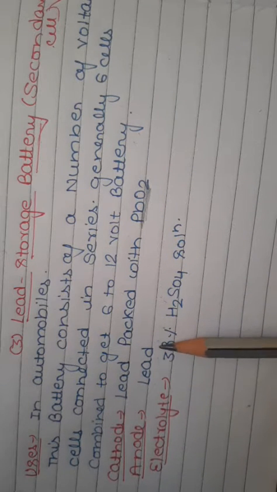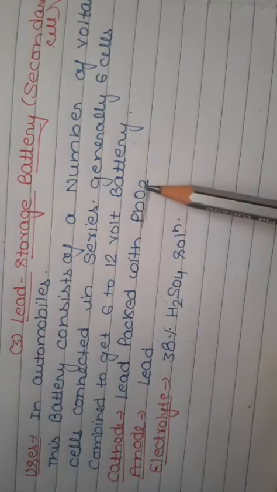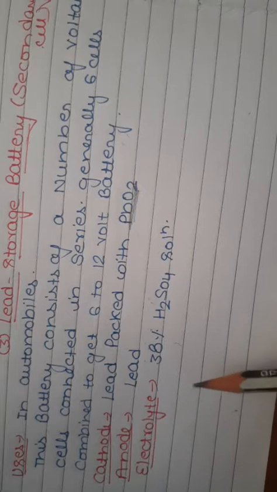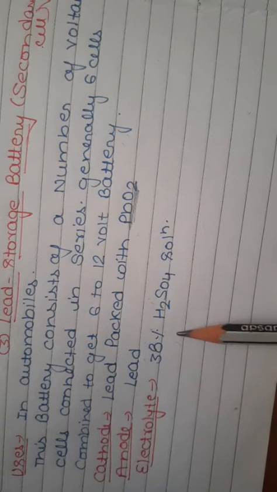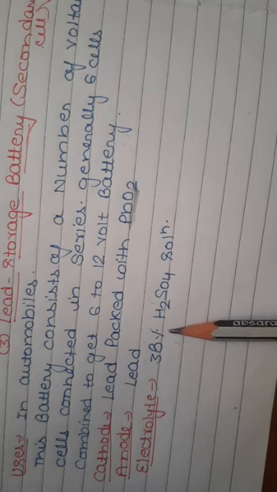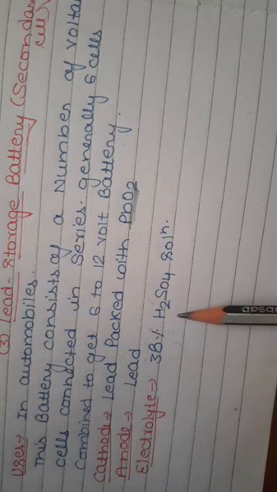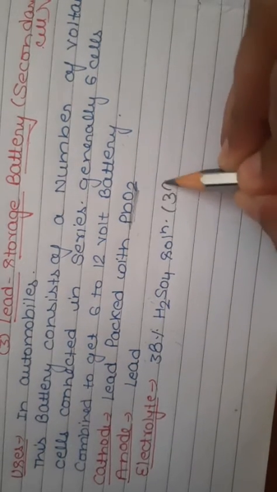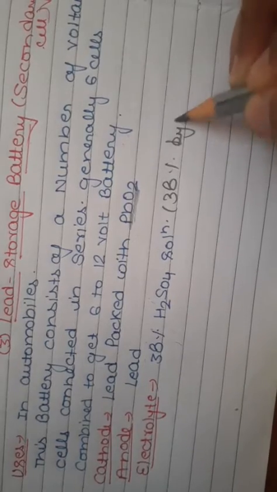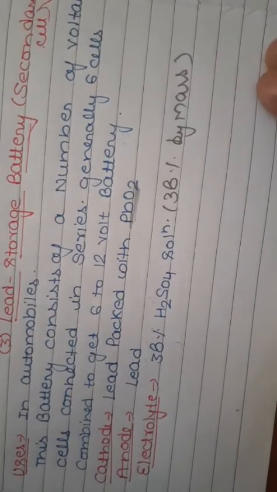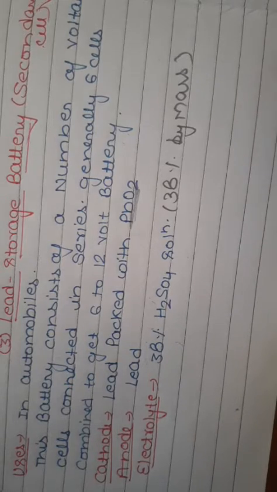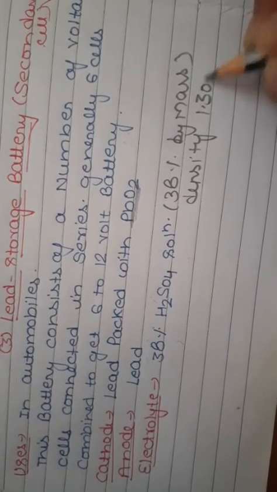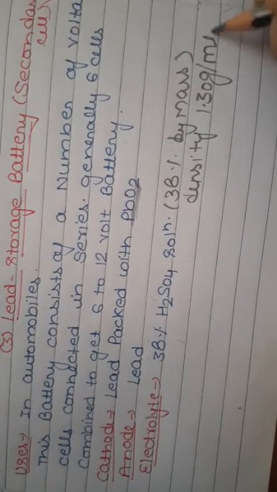Lead works as the anode, and lead packed with lead oxide works as the cathode. And what is the electrolytic solution? The electrolyte is commonly a 38% solution of sulfuric acid by mass. Okay, students, and what is the density? It has a density of 1.30 gram per ml.